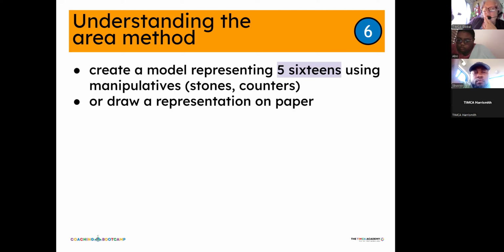So we're talking about this because now we're jumping from an array to an area method or an area model. Okay. So I'm going to ask you to try and do this. Create a model. Now you can't do this where you are representing 5 16s using something like stones or counters. Obviously you haven't got stones or counters. Maybe you could draw what that would look like on paper. 5 16s. What would that look like? Draw it on paper if you can. I'm going to give you a few minutes.